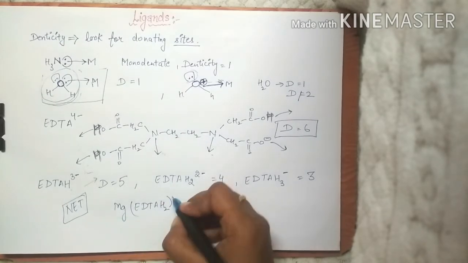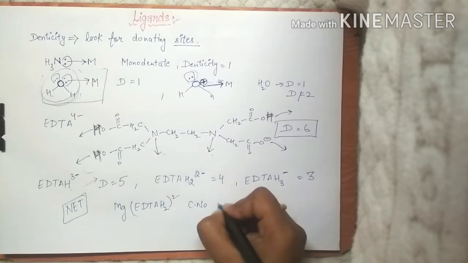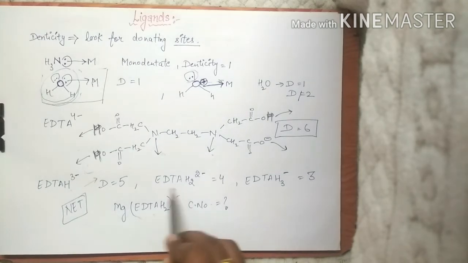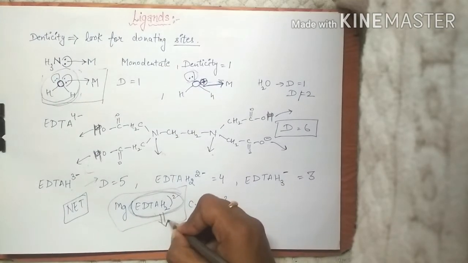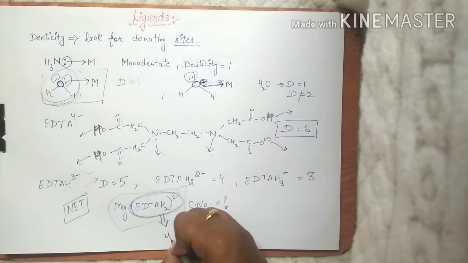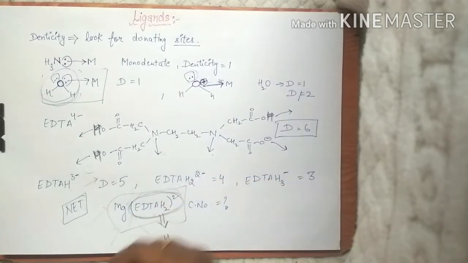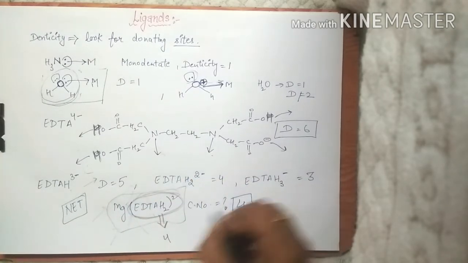Okay, [Mg(EDTA)]2−. You have to tell about the coordination number. This was the question. So now you know what the coordination number of this complex will be. First you have to find out the denticity of this ligand. This ligand has a denticity of 4, that we know now. So 4 of the sites will attach to magnesium. If 4 of the sites are attaching, then the coordination number is going to be 4. Okay, so the correct answer was 4.